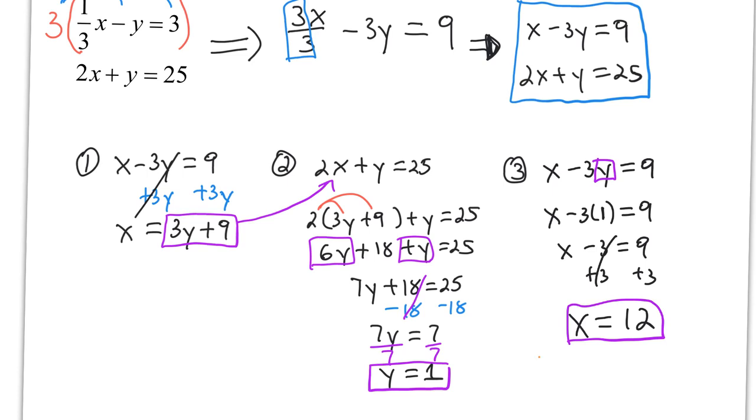So my answer here, remember x is always first. There's the 12, comma, and the 1. x first, and then the y. So remember, alphabetical order. You always want your answer in order paired, in parentheses, with the x first and the y.